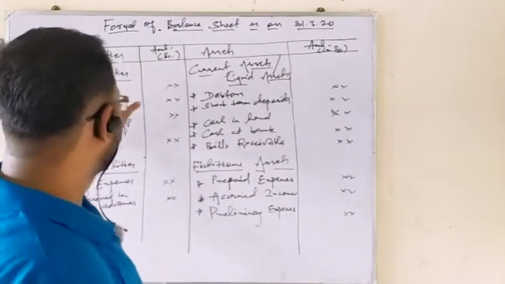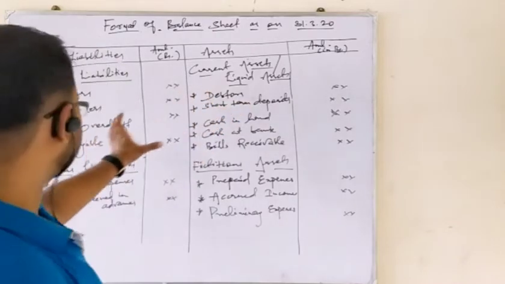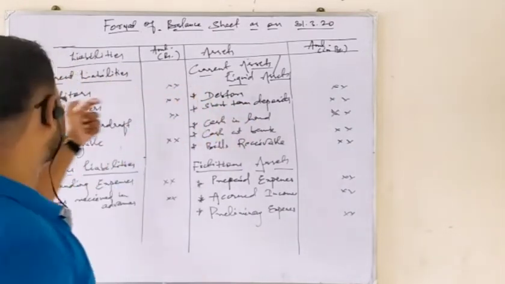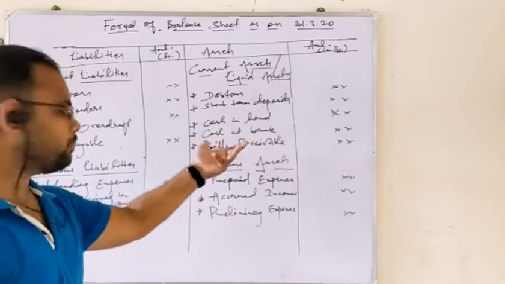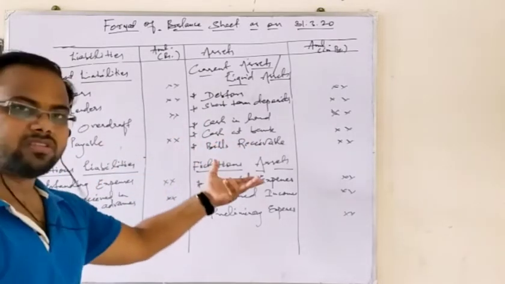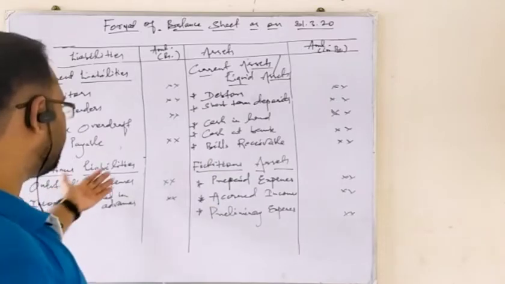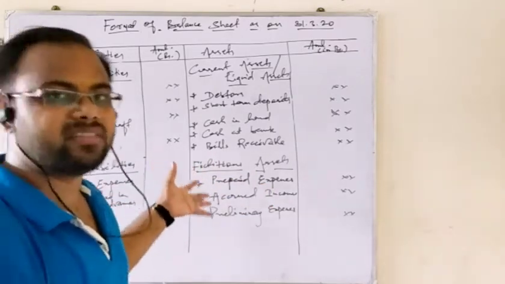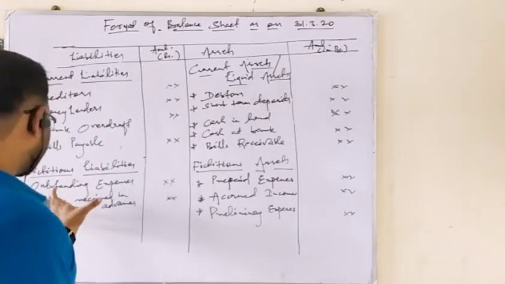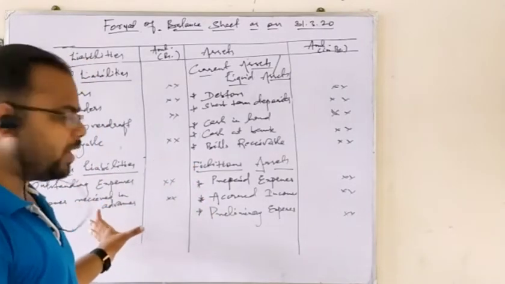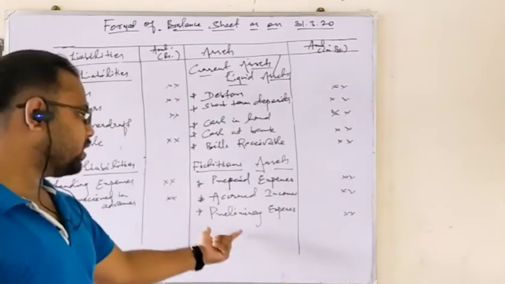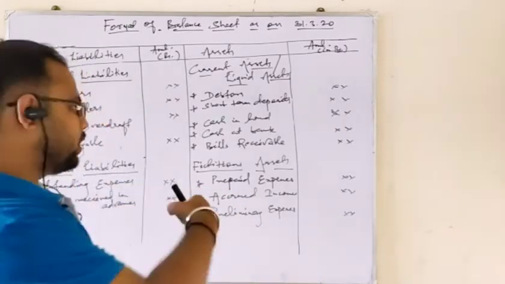So now look, current liabilities and current assets I have discussed simultaneously: creditors, debtors, money lenders, short-term deposits, bank overdraft, cash in hand or bank balance, bills payable, bills receivable. And then next, fictitious liability, the opposite of the fictitious asset, that means the assets and liabilities that do not have any physical form. So outstanding expenses is the fictitious liability, the opposite is prepaid expenses, and income received in advance, then accrued income and preliminary expenses.